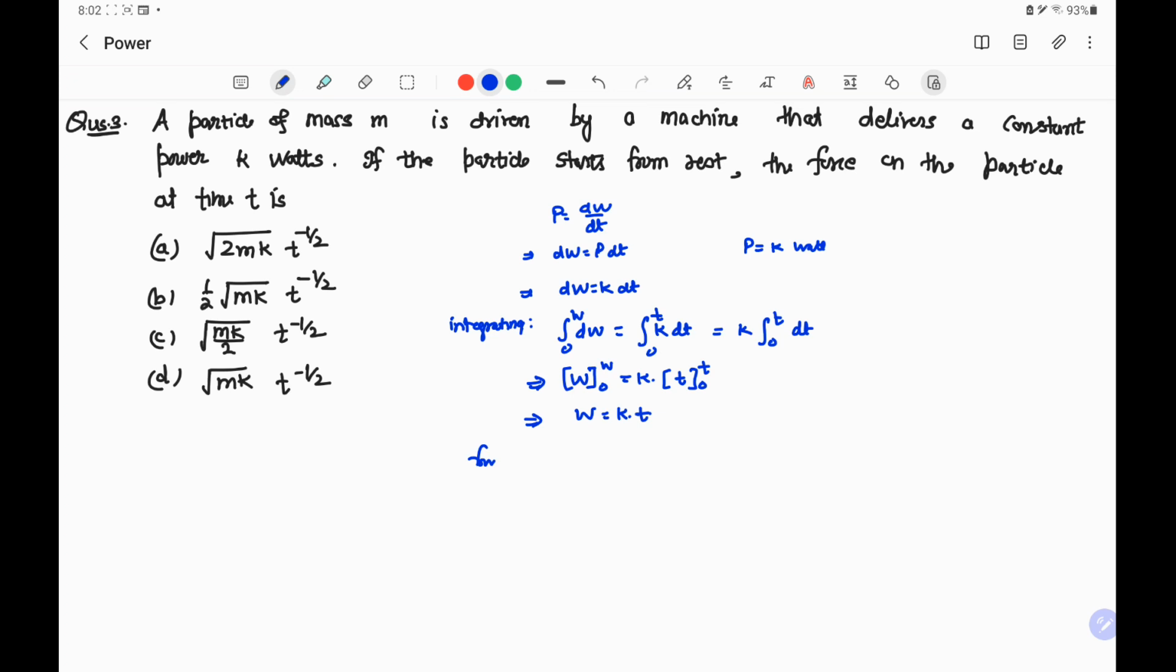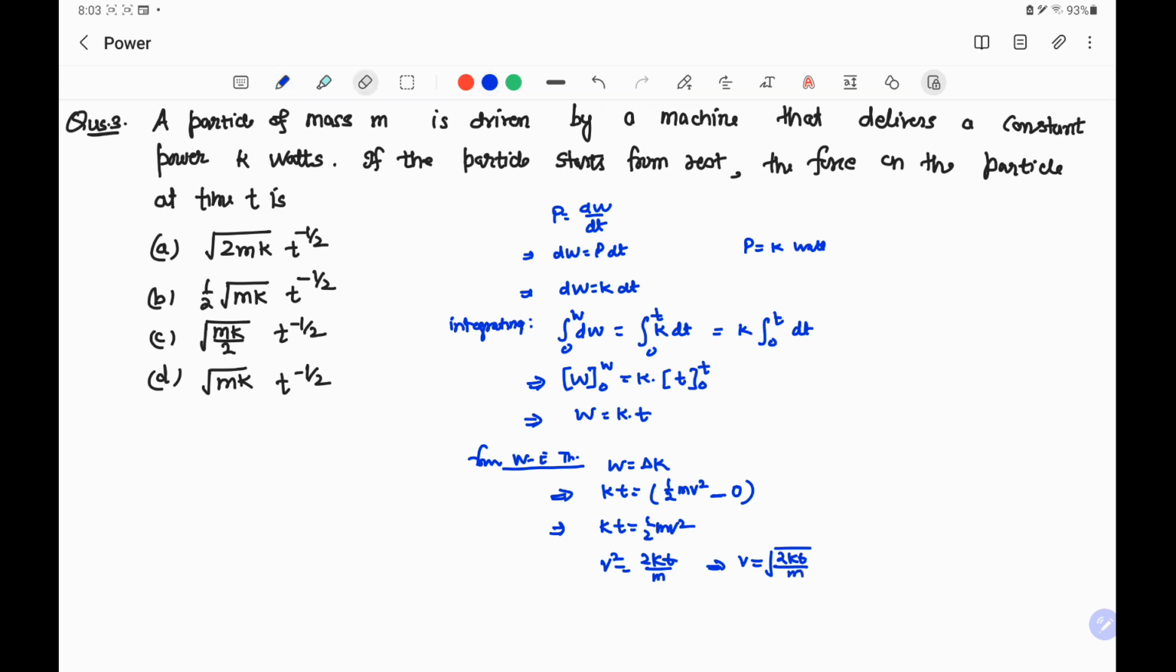As from the work energy theorem, we know that work done will be equal to change in kinetic energy. This implies that kt will be equal to the final kinetic energy, half mv square at time t when velocity becomes v, and initially velocity is 0, so kinetic energy is 0. Therefore, we can write that kt is equal to half mv square, or v square is equal to 2kt by m. This implies that velocity is square root of 2kt by m.